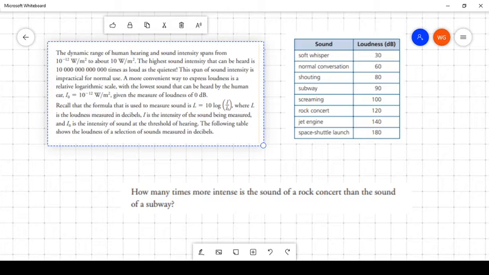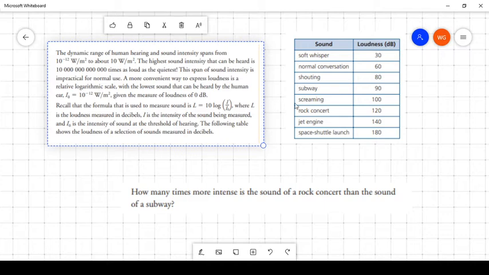And we can use a formula that you see right here: the loudness of a sound is equal to 10 times the log of the ratio of the intensities, measured as I over I0, where L is the loudness in decibels, I is the intensity of the sound being measured, and I0 is the intensity of the sound that is at the 0 decibel level.